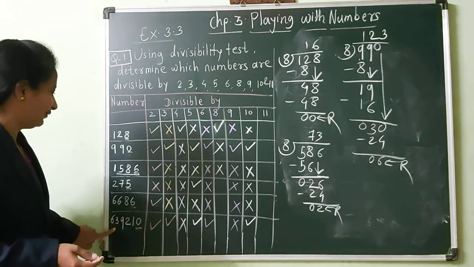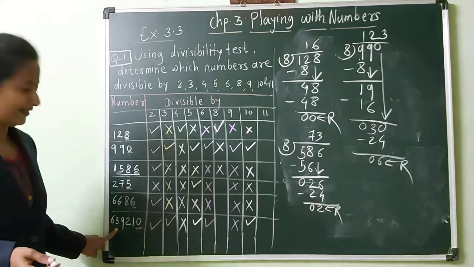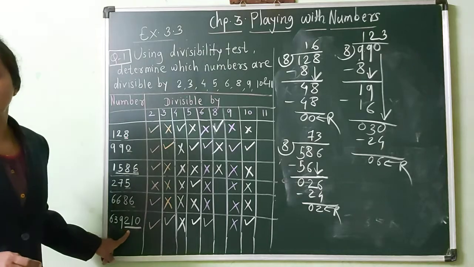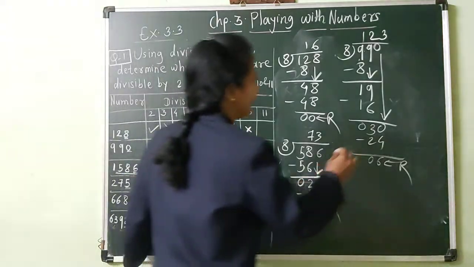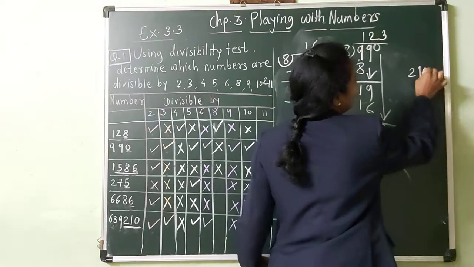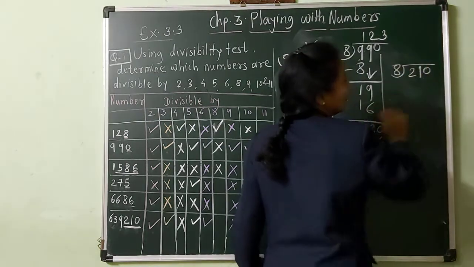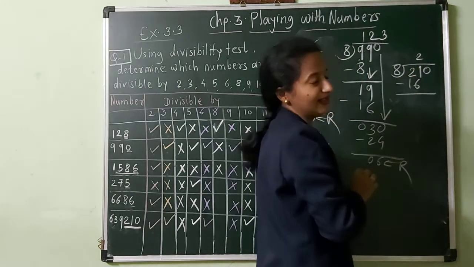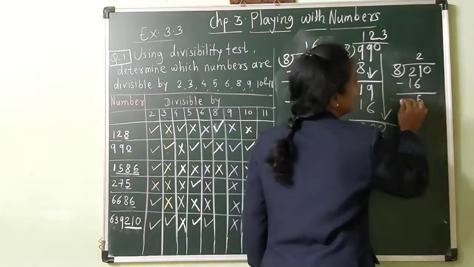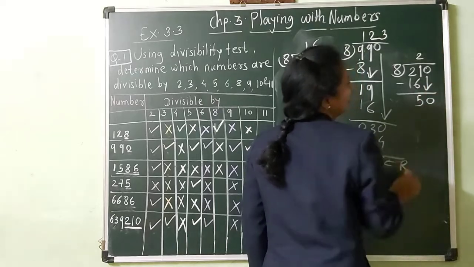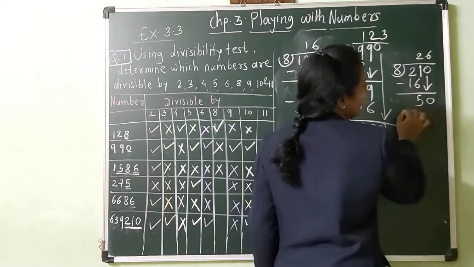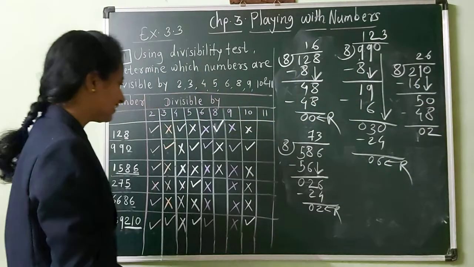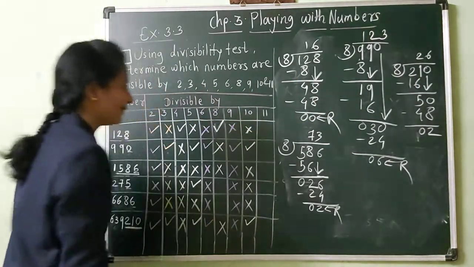Then we'll see the last number 6,39,210. Which number formed by using last 3 digits? That is 210. Check 210. Is it divisible by 8 or not? 8 2s are 16. 21 minus 16 is equal to 5. Bring down the 0. 8 6s are 48. And the remainder will be 2. So this number is not divisible by 8.